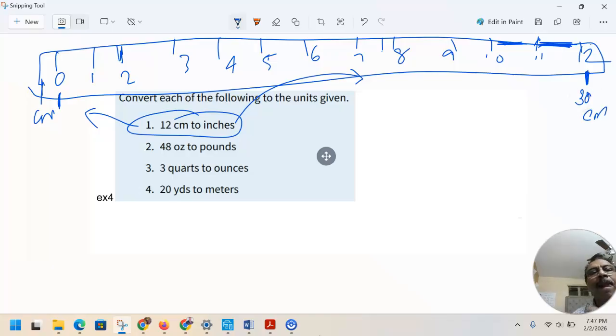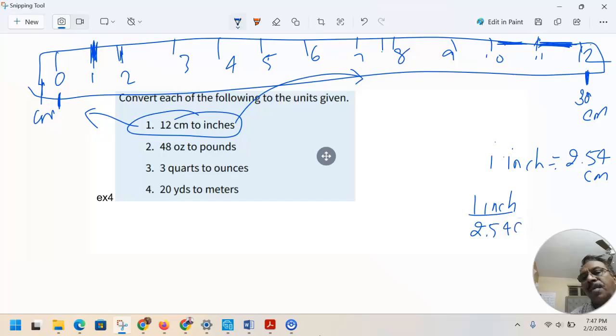So if you try to convert this, every inch is given to you. You have to use the conversion factor that 1 inch is 2.54 centimeters. Another way to write the ratio is to write 1 inch is 2.54 centimeters. This is one way to write it.